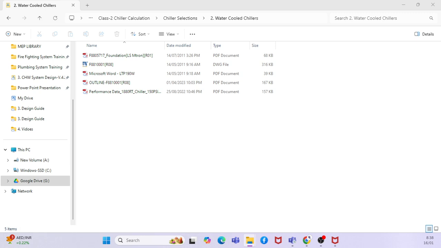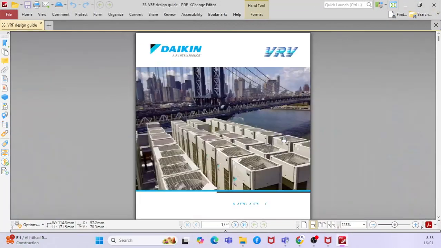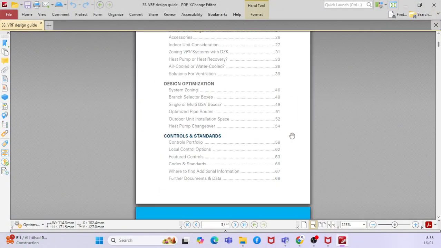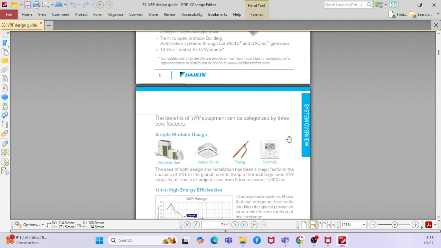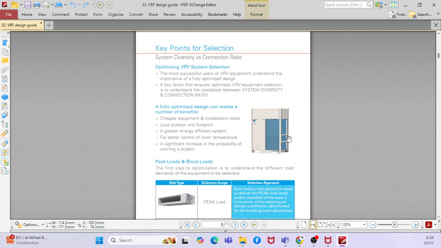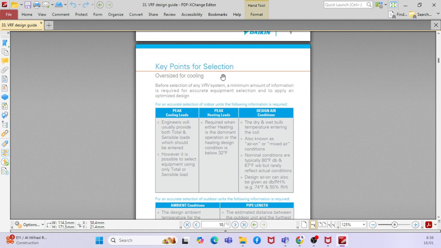Okay, I can open one of the manufacturer guidelines. You can see here, this is from Daikin. If you go further down, there are some questions clarified here. See, this is the key point for selection.